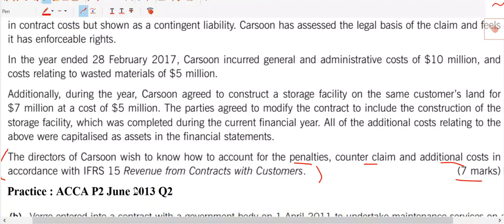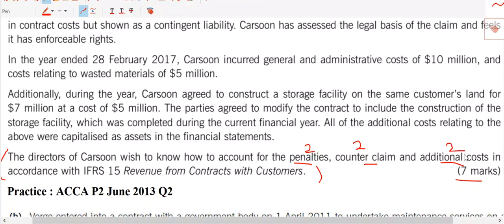So there are three things that we need to discuss. For the 7 marks, let's say we plan 2 marks to talk about the penalty. One could be too low, 2 or 3 might seem quite reasonable. Then we have another 2 for counterclaim, which I don't know what it is at the moment. I got to read the question to find out. And next one is the additional cost, which I also do not know what it is. I have to read to find out.